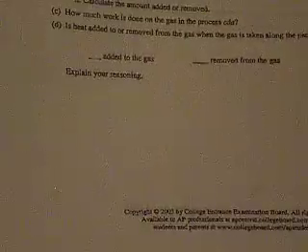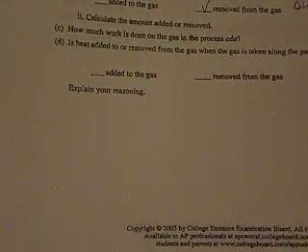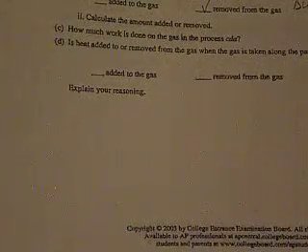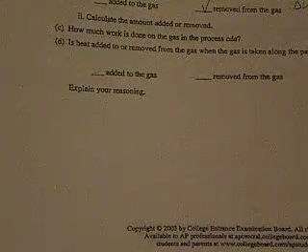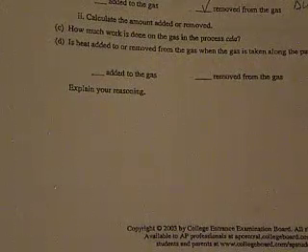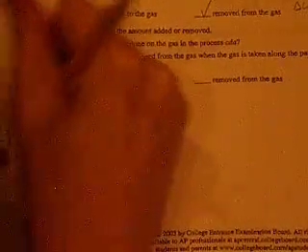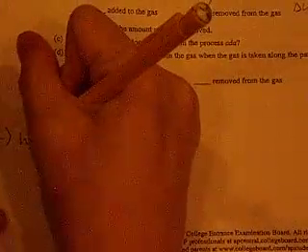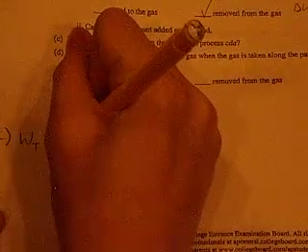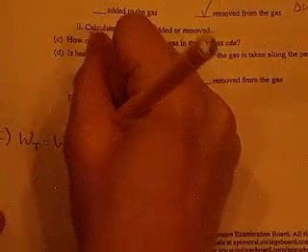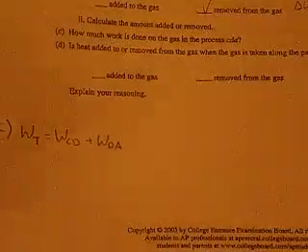Then we go on to part C. Let's just get a nice blank space to do the same. Okay. Part C asks us, how much work is done on the gas in the process C to D to A? So basically what it's asking us to do is solve for the total work. So we have part C here. Work total is equal to the work of C to D plus the work of D to A.